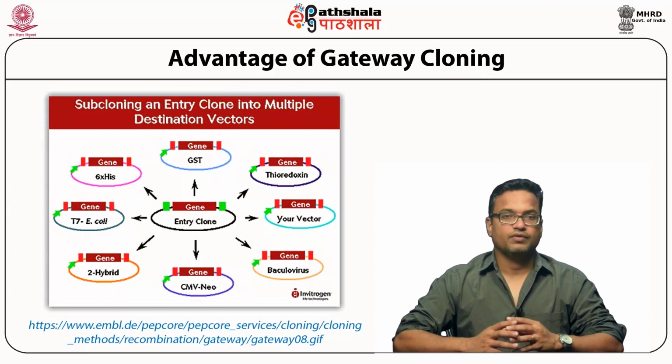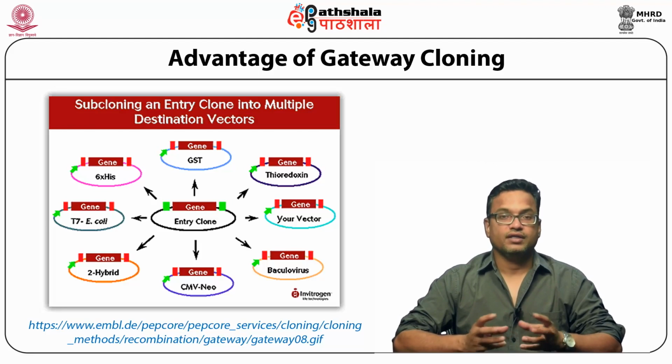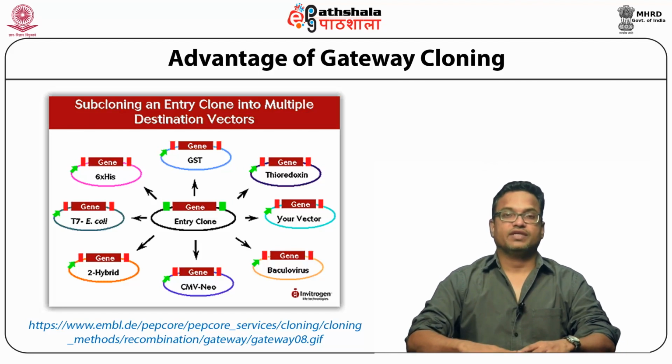And here is an example of what I just talked about. In the middle of this figure you see an entry clone, and surrounding it are different destination vectors which can express in different systems. They can express in insect cell lines, in bacterial systems, and in eukaryotic systems, using just att sites in these destination vectors, irrespective of restriction enzyme site availability. We can transfer this gene of interest into all such kinds of destination vectors.